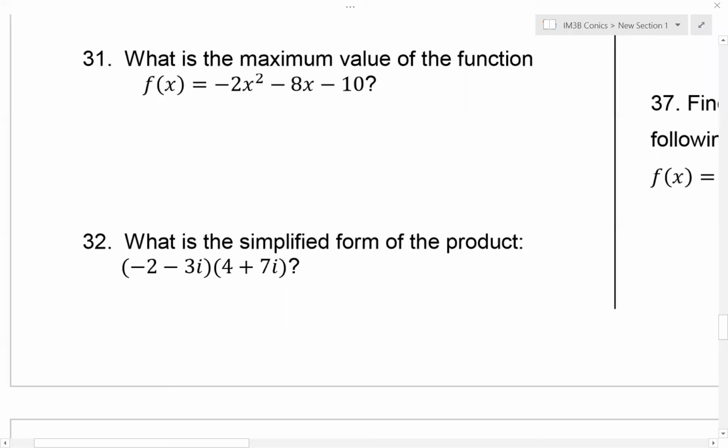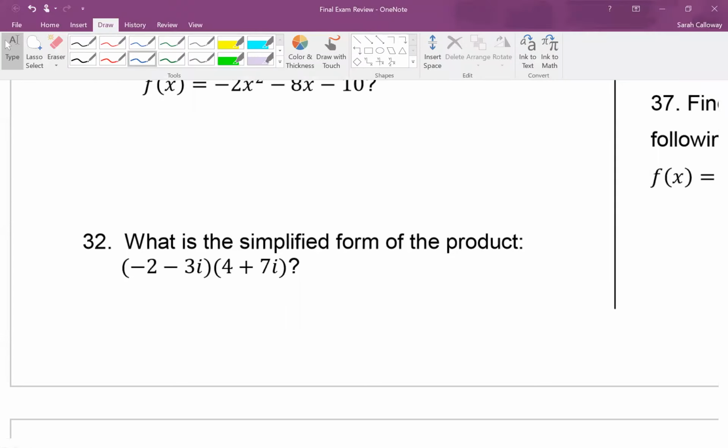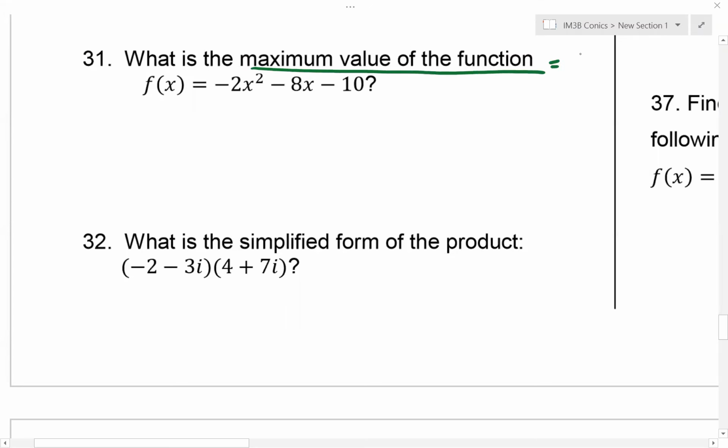Okay, so for the last segment of this exam review, we're doing 31 to 45. 30 is asking us for the maximum value of the function. The maximum value of the function is really your k value, so you're trying to find k. There's a couple different ways to do it. I'm going to do first what we just did in the conic section, which is we completed the square to find k.